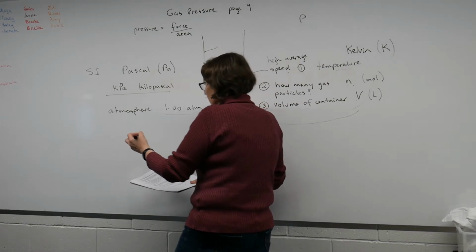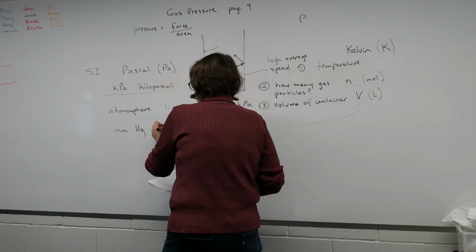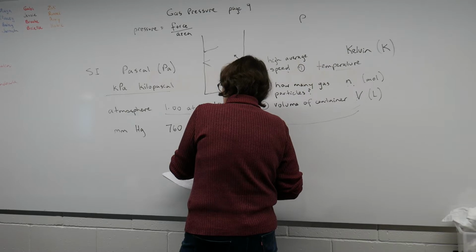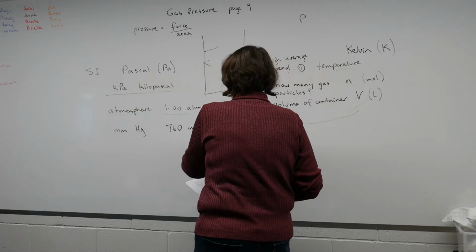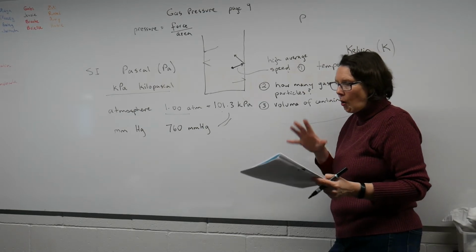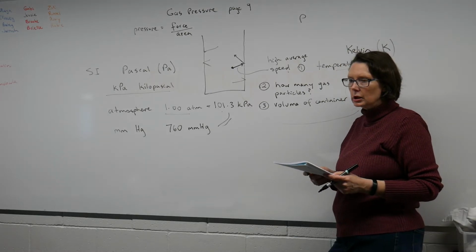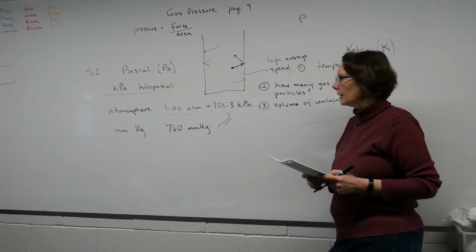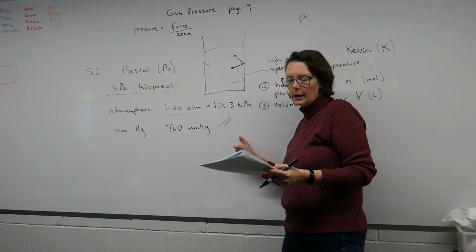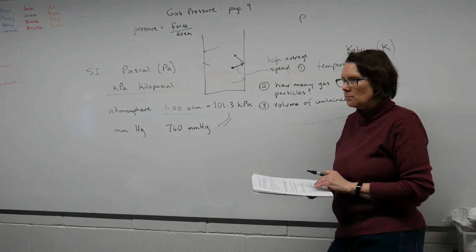And then the other one is millimetres of mercury. And 760 millimetres of mercury is also equal to 101.3 kilopascals. All of these are on your formula sheet. If you have a look at the front page of your formula sheet, you should be able to see that these are all listed on there. Just to remind you of these three different ways that we can measure pressure.